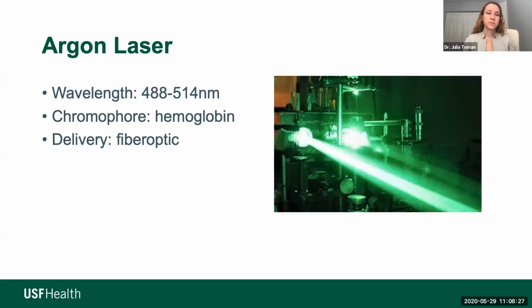The argon laser actually produces a range of wavelengths between 488 and 514 nanometers. And this is due to the makeup of the resonance chamber that allows it to produce a band. Like the KTP, it's also absorbed by hemoglobin and has an intermediate scatter, again, between the CO2 and Nd:YAG. Its delivery is via a fiber optic cable. And due to its chromophore being hemoglobin, there is high absorption in skin vascular lesions that absorb the energy from the argon laser.